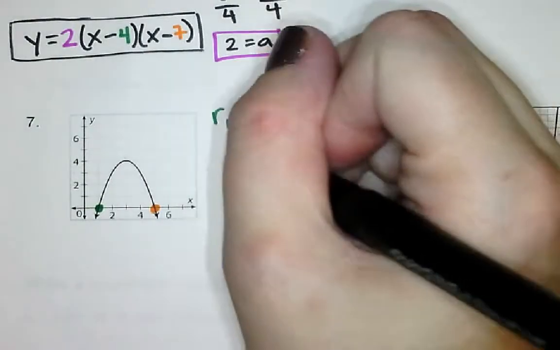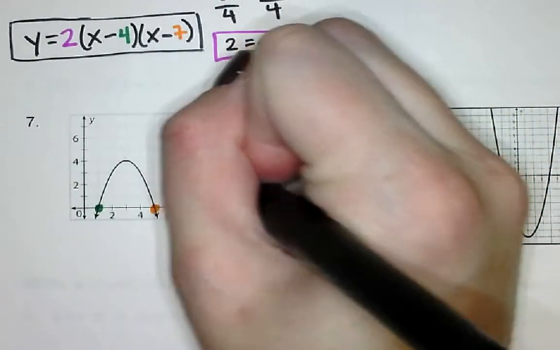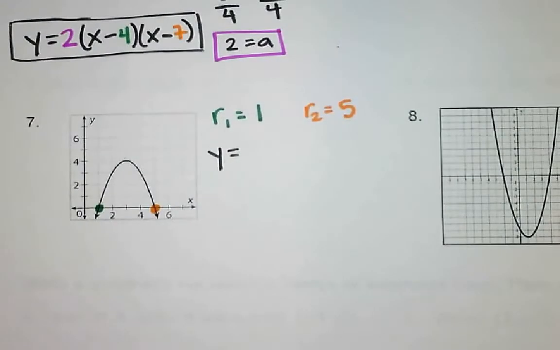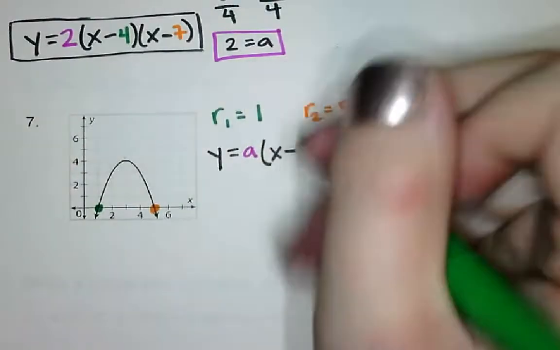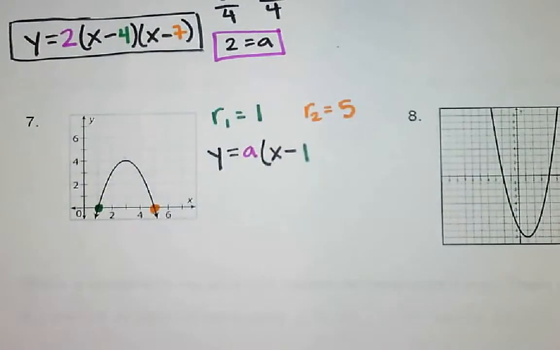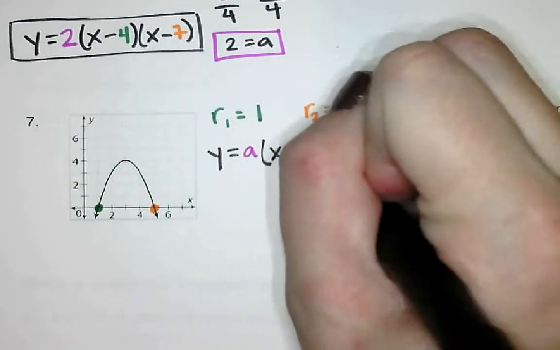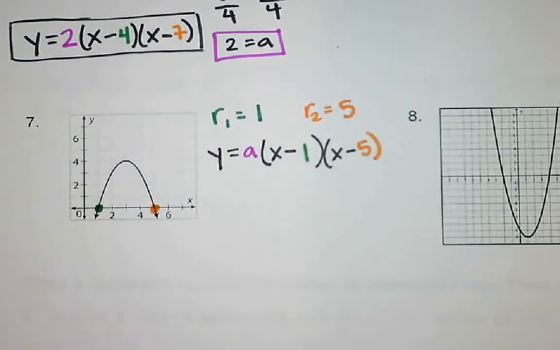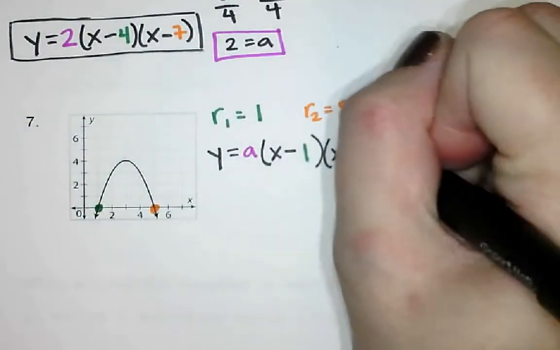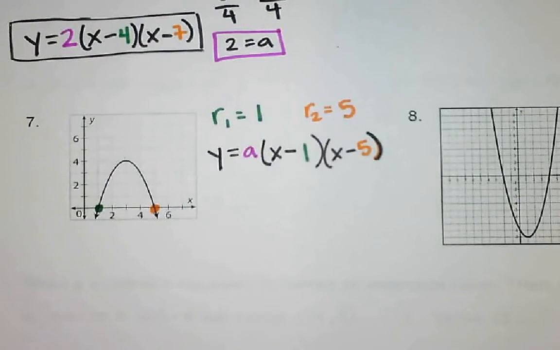Can we use the vertex as the XY? You could, yeah, you could use the vertex as the XY. Y is equal to A, and then parentheses X minus 1. Close that parentheses up, and then we have X minus 5. Okay, close that parentheses up. Now we have to pick an XY point. You could pick any XY point as your vertex. You can pick any point as your XY.